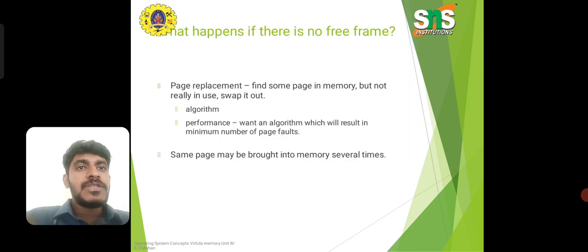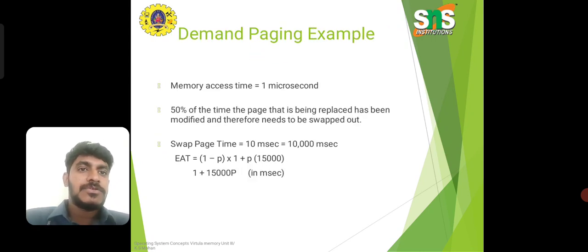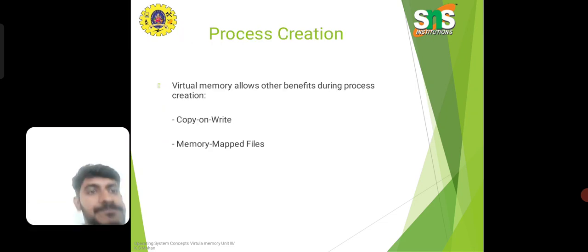What happens if there is no free frame? Page replacement: find some page in memory that is not really in use and swap it out. This needs an algorithm and affects performance, since some pages may be brought into memory several times. Then the performance of demand paging, followed by demand paging examples and process creation.